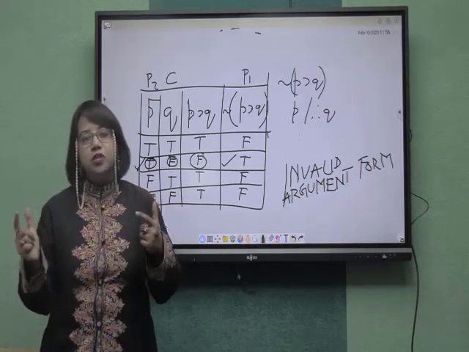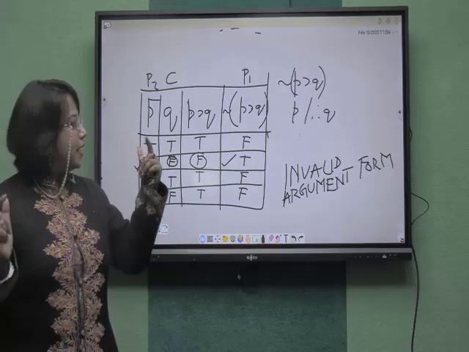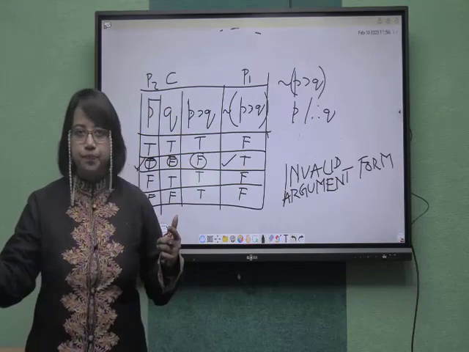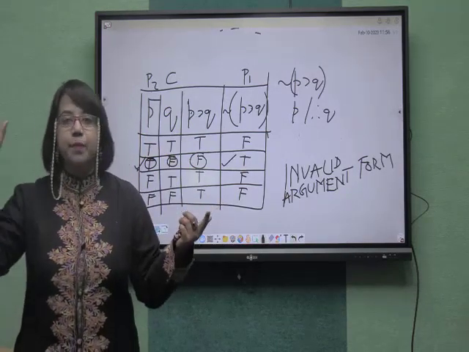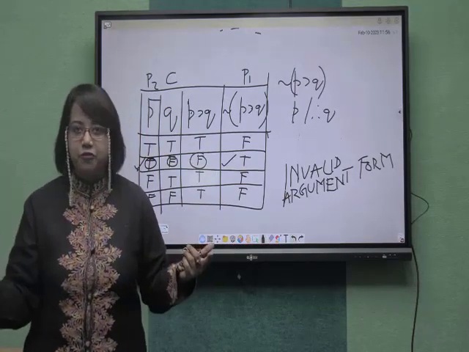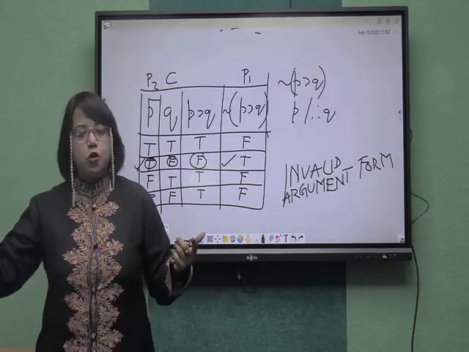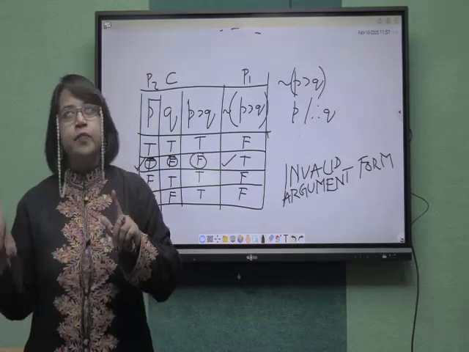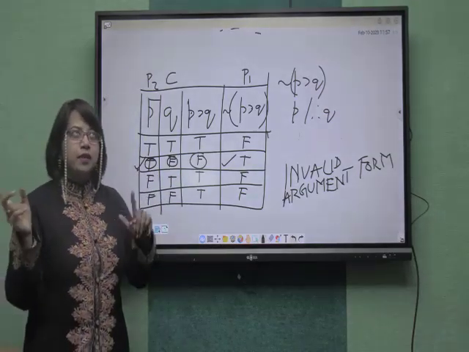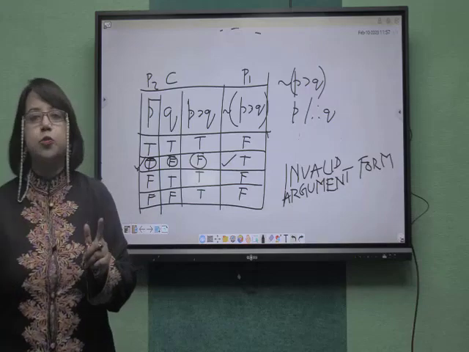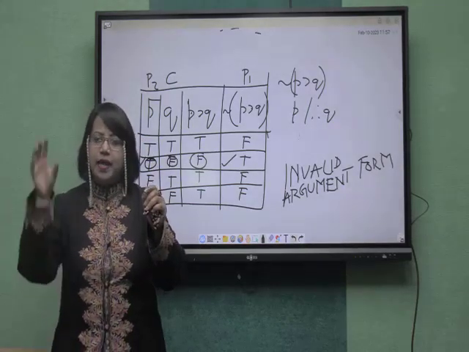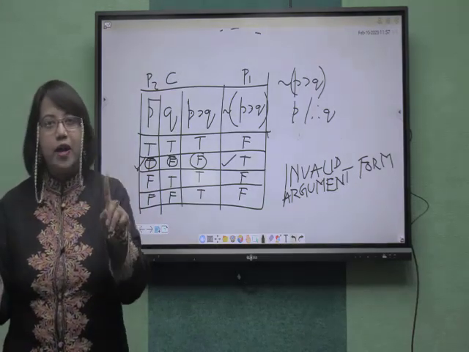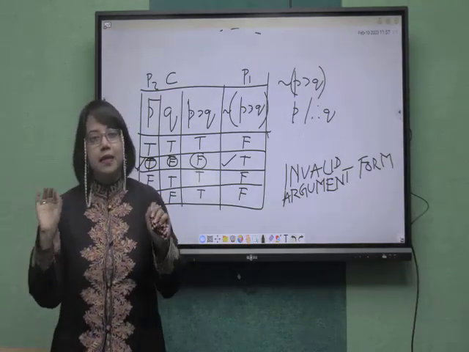A tautologous truth table, how does it look? The main column comprises only T's. T stands for true. Self-contradictory, the main column comprises only F's. F stands for false. And contingent is a mixture of both T and F. Now, sometimes students ask me how many T and how many F? There is no such proportion. Even if it is 1 T and all F, it is still a contingent. And even if it is all T and 1 F, it is still a contingent.